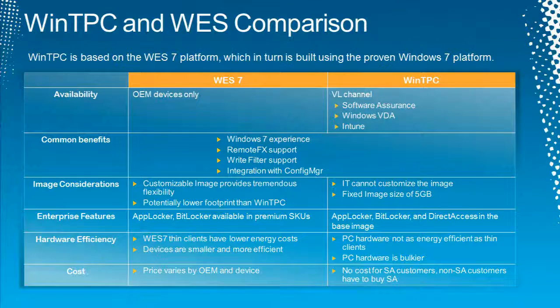Windows 10 PC has enterprise features out of the box. Wes 7, App Locker, BitLocker, Direct Access, those features are available only in high-end premium thin clients. So you'll notice that thin clients with those features cost a little bit more.